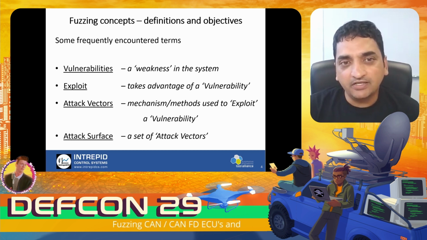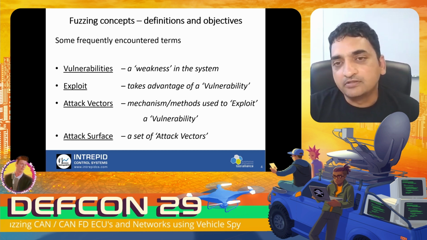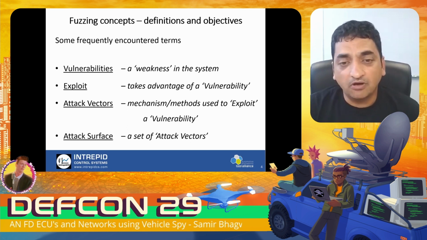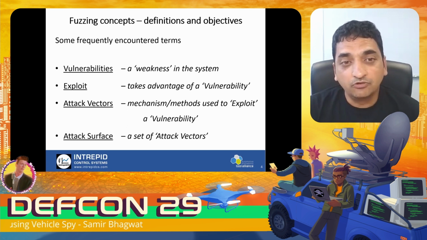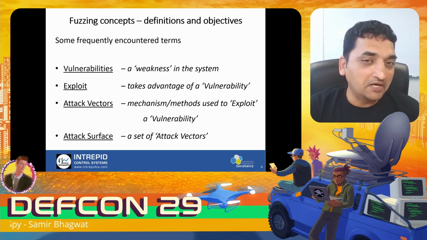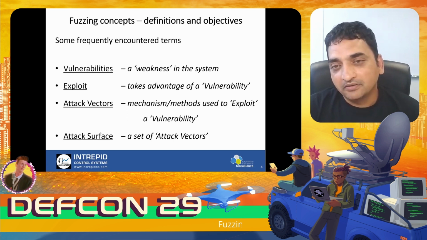Vulnerability. A vulnerability is a weakness in a system. It could be, for example, a result of a design deficiency or an implementation bug. A vulnerability could then be exploited to obtain unauthorized access to the system and then affect the system.